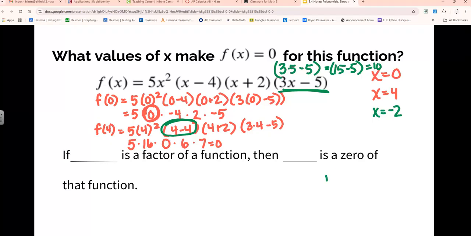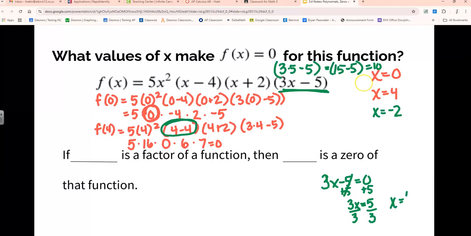So what you can do is just say 3x minus 5 equals 0, and then solve that little equation right there. So you could add 5 to both sides. 3x would equal 5. Then what would we do? Divide by 3.